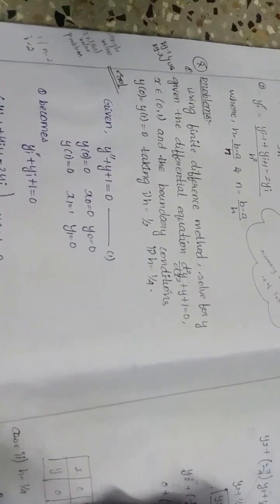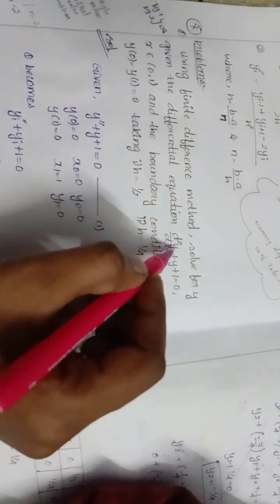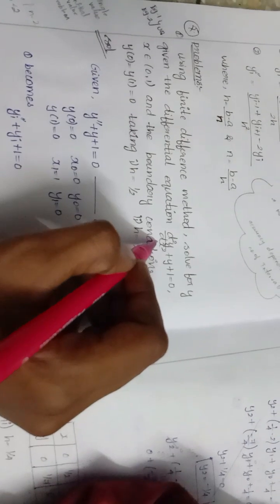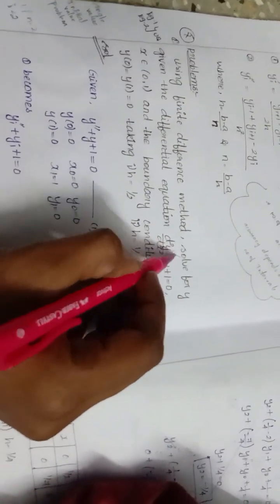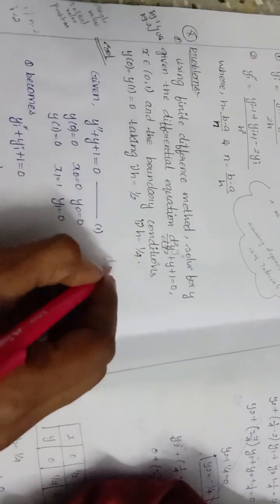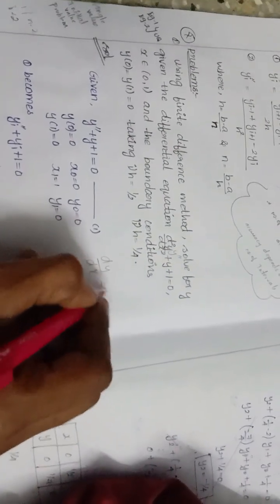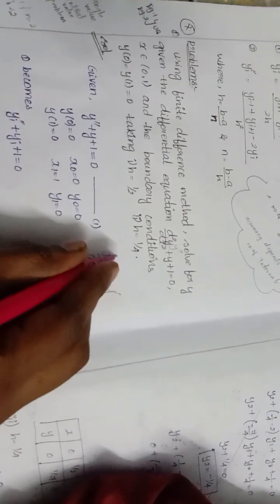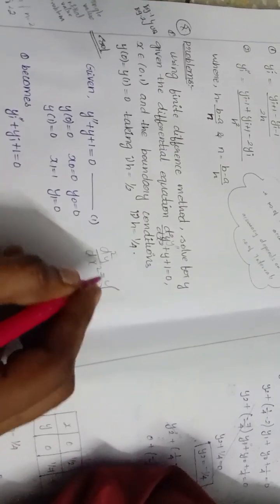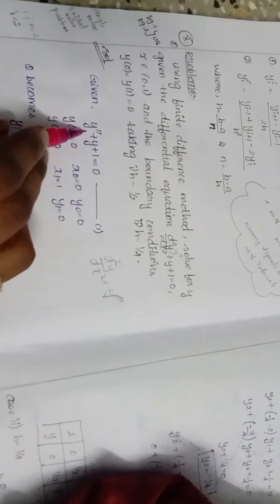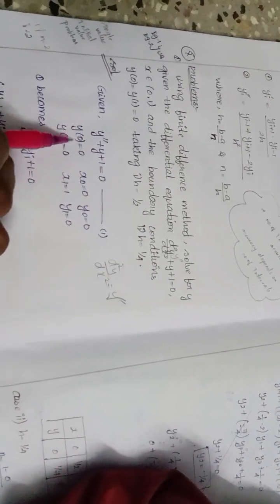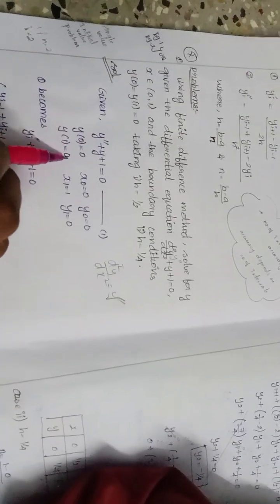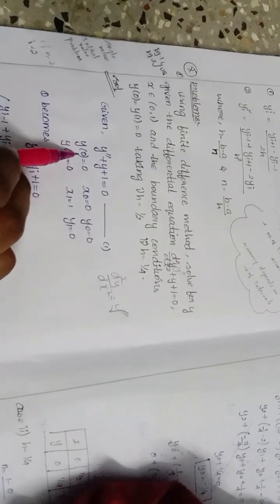So now we are moving to the solution. d square y divided by dx square can be written as y double dash, and dy divided by dx can be written as y dash. So y double dash plus y plus 1 equal to 0, and from the question we know that y of 0 is 0 and y of 1 is 0, and here x naught is 0.